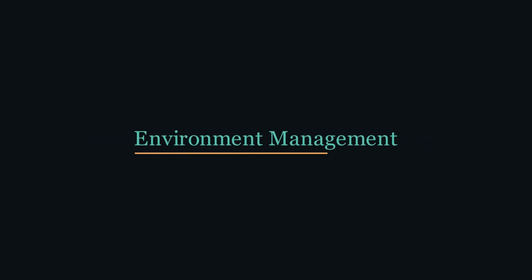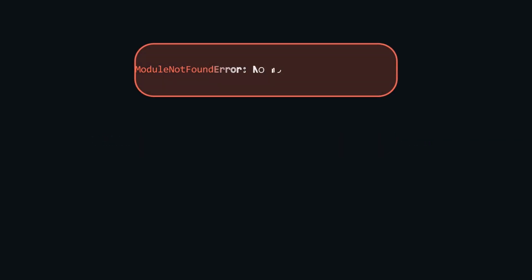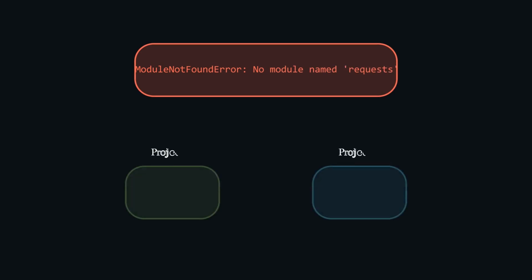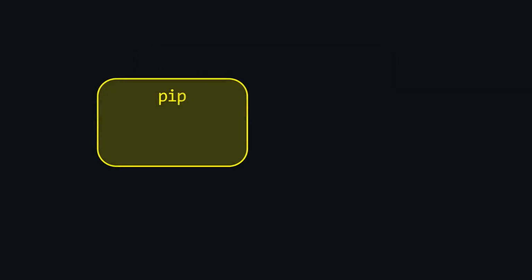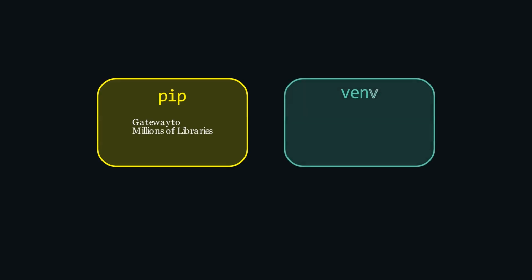We've traveled from basic variables to the complex world of object-oriented programming. But there's one last thing you need to master before you can call yourself a Python developer: environment management. Have you ever tried to run a project and received a ModuleNotFoundError? Or maybe you updated a library for one project and it accidentally broke another one? Today, we solve that forever. We're talking about pip, your gateway to millions of libraries, and venv, the secret to keeping your projects clean and isolated.